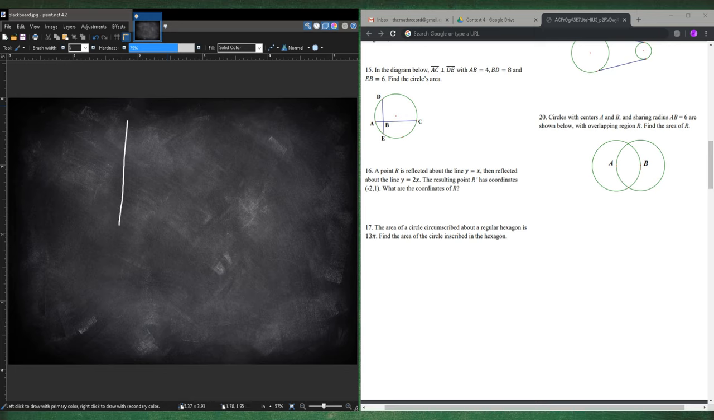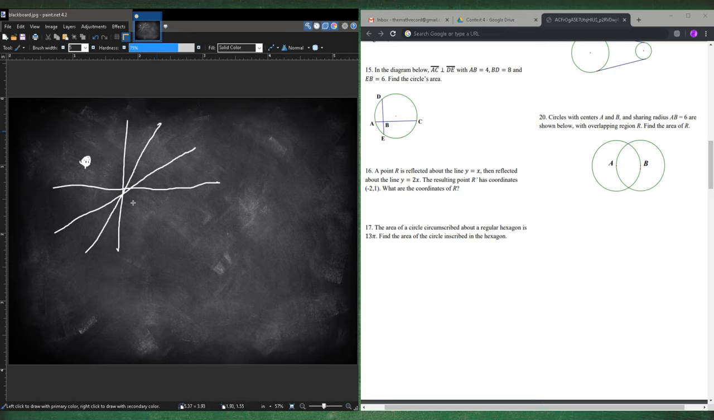So let's make a point. We have y = -2x, and then y = x. Sorry that it doesn't go to the origin. So you have (-2, 1), a point right here. It was reflected about y = x first, and then reflected about y = -2x. So this is y = -2x.